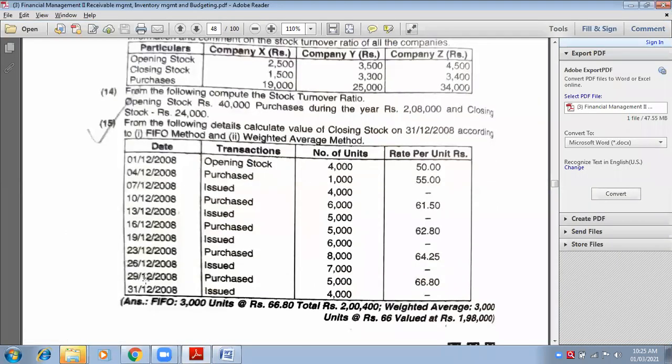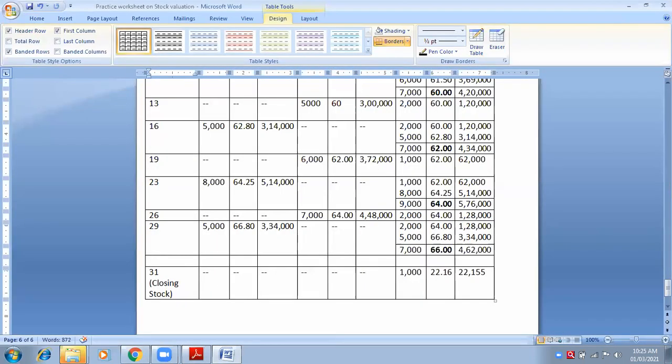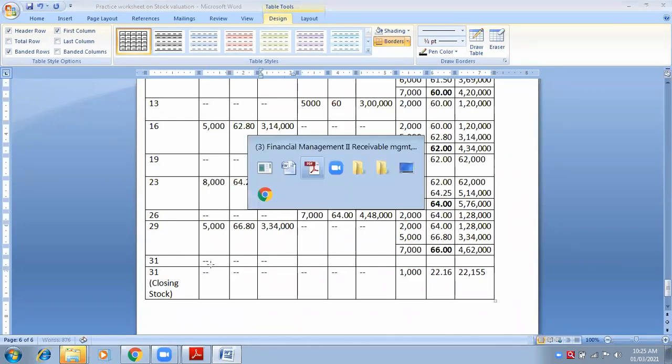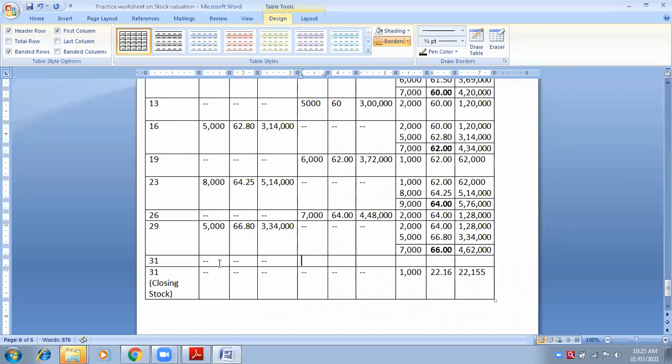After 29th, we have 31st. 31st, issued 4,000 units. So here we will write 31st. The receipt column will be nil. How many units are issued? 4,000. 4,000 issued from 7,000, so 3,000 is left here. The rate of the 7,000 was 66, and 4,000 is issued from it, so 66 will be taken here.